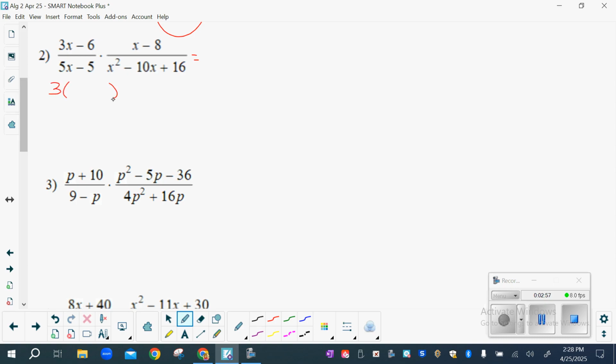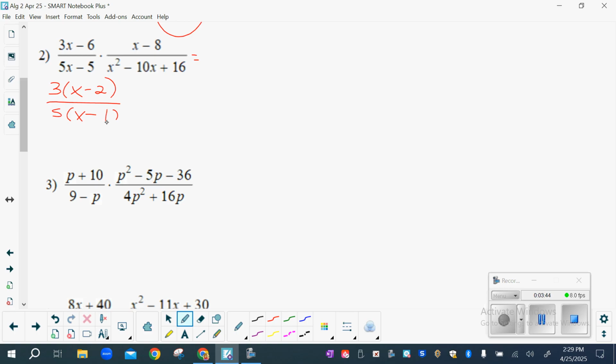Good. So it becomes 3 times what? Kristen. X minus 2, yes. Okay, and the denominator, how do we factor that? Good, it becomes 5 times. Leah, tell us what's left. It's like dividing by 5, but it's not really dividing by 5. X minus, what's 5 divided by 5? Oh, sorry.